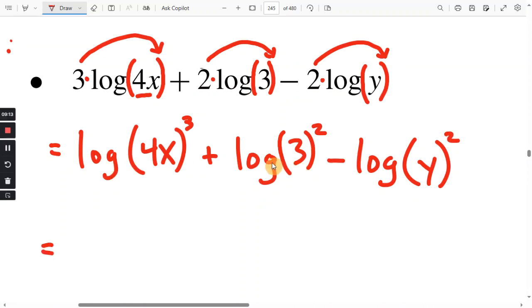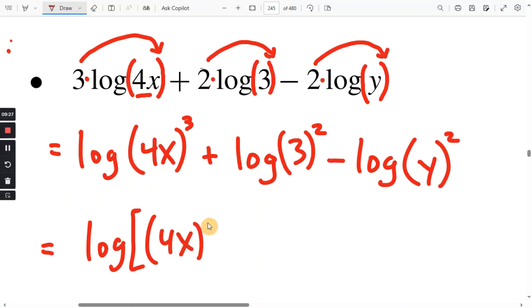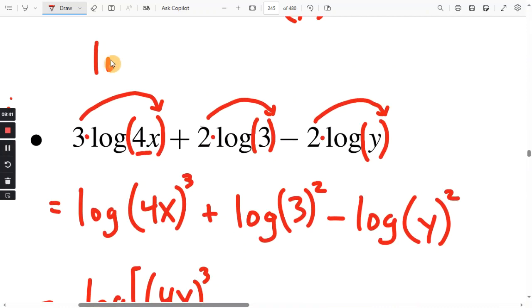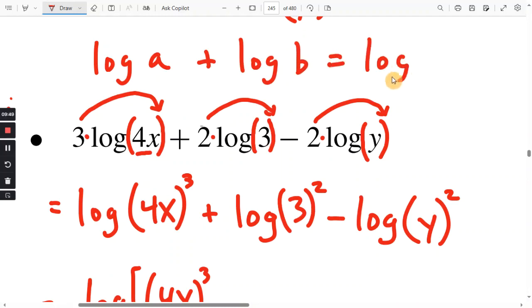All right, let's clean this up. Here, these two are added. So this is going to be the product property. So it's going to be the log of a times b. It's going to be the log of 4x to the third times the log. I'm sorry, that's a mistake. You want to remember, if you do log a plus log b, that's going to be the log of a times b, or just the log of ab.